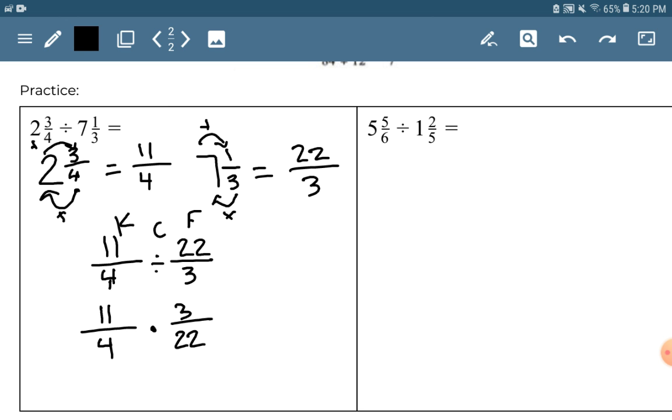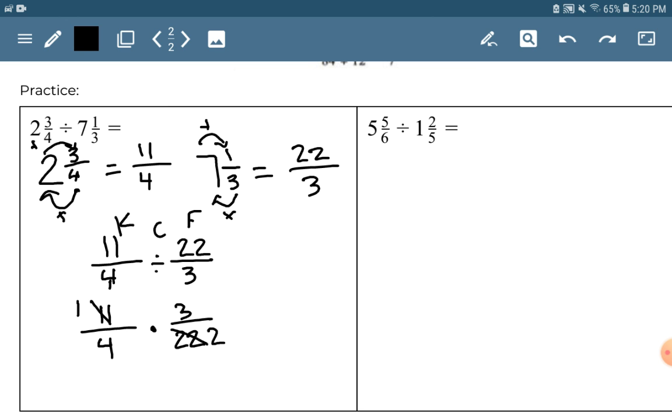The next thing I can do, again, to make my problem easier is to look at cross-canceling. So one set of numbers that are across from each other is 4 and 3, but they cannot cross-cancel. They do not have any common factors. 11 and 22 can, however, both be divided by 11. So that's what I'm going to do. 11 divided by 11 is 1. 22 divided by 11 is 2.